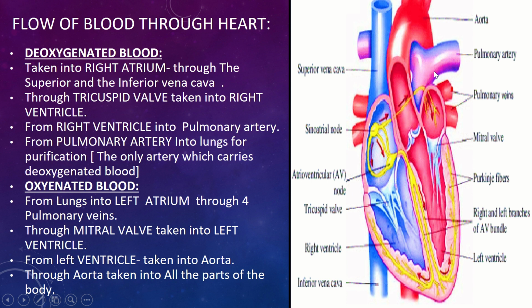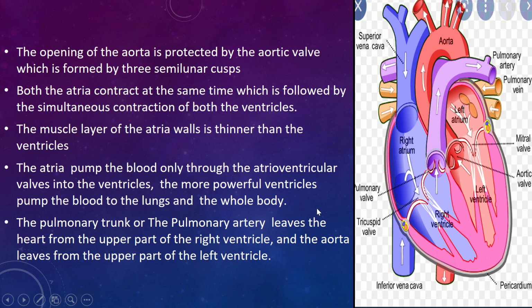The only thing you have to remember is that the pulmonary artery is the only artery which carries the deoxygenated blood, and the pulmonary veins are the ones which carry the oxygenated blood. Okay. So here, the opening of the aorta is protected by the aortic valve, which is formed of three semilunar curves. Here you can see the aorta is guarded by three valves. That is a semilunar valve, called the aortic valve.